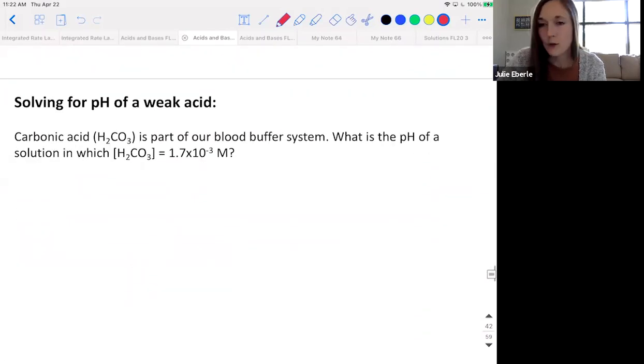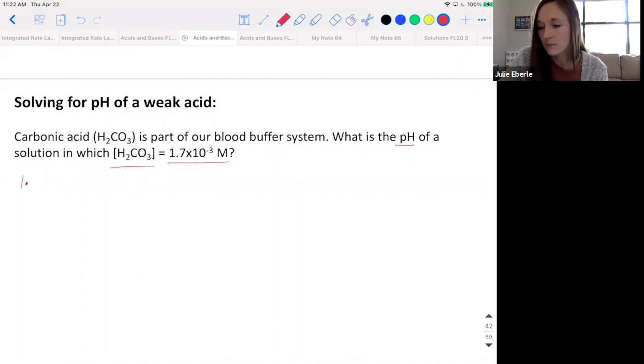Okay, I think I forgot to put this particular problem in your slides, so find a blank sheet of paper or somewhere to work this. It says carbonic acid is part of our blood buffer system. What is the pH of a solution in which the concentration of carbonic acid is 1.7 times 10 to the minus 3 molar? All right, what's the first thing we need to do?